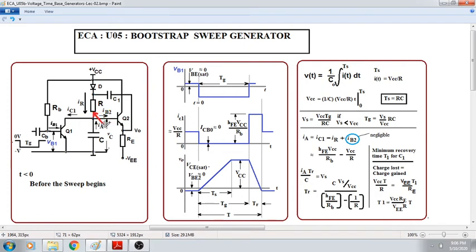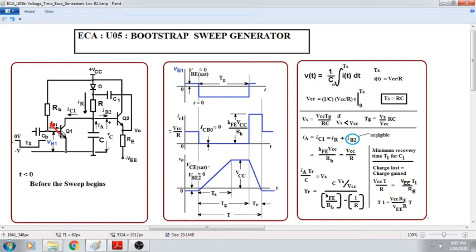Now what is IR? We have seen that before the sweep starts, the voltage across R is almost equal to VCC. So the current IR must be VCC divided by R. Okay, so IR is equal to VCC divided by R, and that is the IC1. IC1 is equal to VCC divided by R.